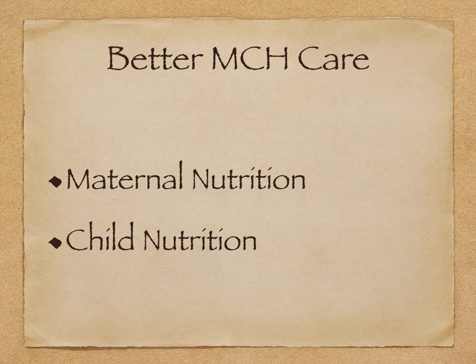Then we should consider better MCH care practices. And in this, two things are very important. One is maternal nutrition. Improving prenatal nutrition will reduce the low birth weight problem. Prenatal and postnatal nutrition will improve the quality of breast milk. As far as child nutrition is concerned, promotion of breastfeeding should be considered. Any measures to promote breastfeeding are likely to reduce the diarrheal diseases in infants.